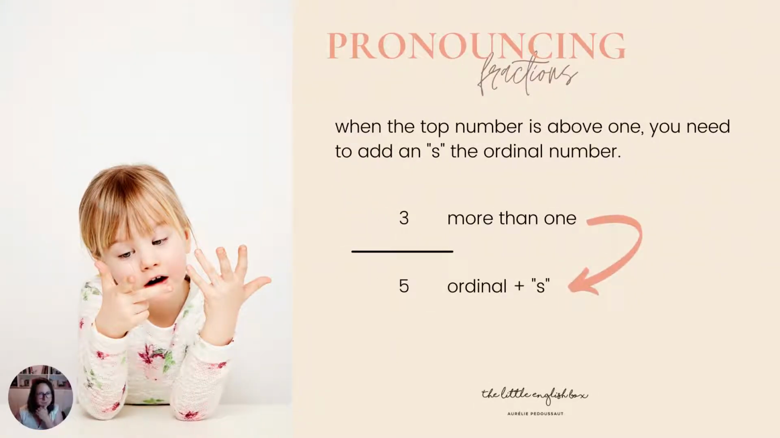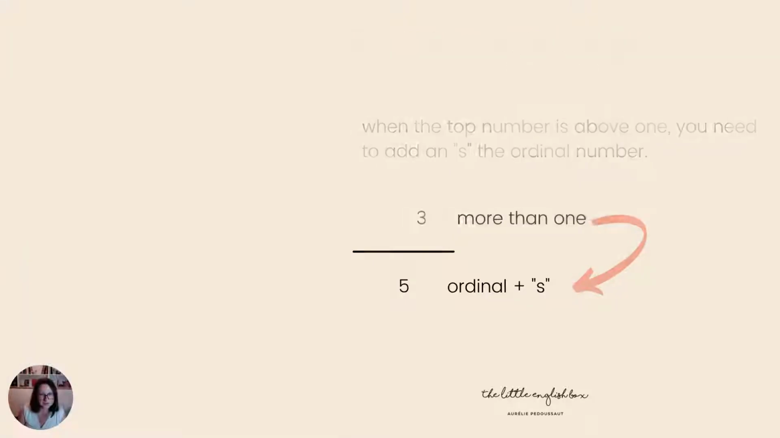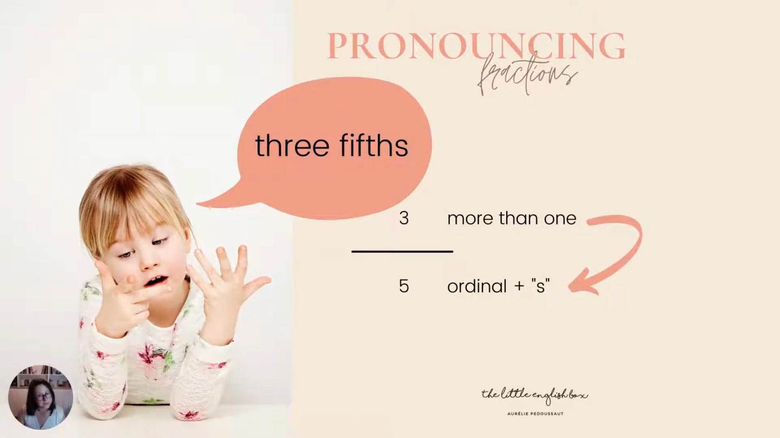Then if we have at the top a number which is more than one, we're going to have to add an S at the end of the ordinal number. So for this number, you will simply pronounce three fifths. Lots of F, TH, and S. So if you want to pronounce this one, I highly recommend you repeat a lot of times and decompose. Fifths.